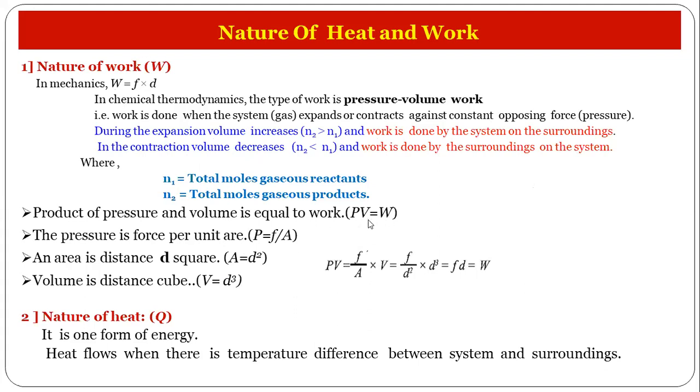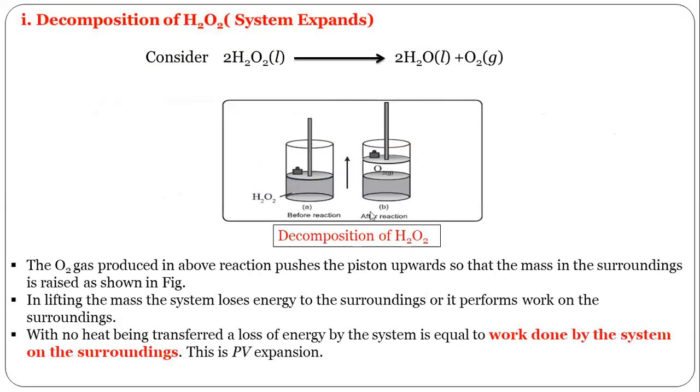So in thermodynamics, the work is pressure volume work. P is actually the force per unit area. So we are going to put this value in this equation. P is equal to force upon area, into V, but area is distance squared, and volume is distance cubed. So the distance squared will be cancelled, and finally work is equal to force into displacement. So the mechanical work and the thermodynamic work are actually the same. These are the two examples given when the system expands and when the system contracts.